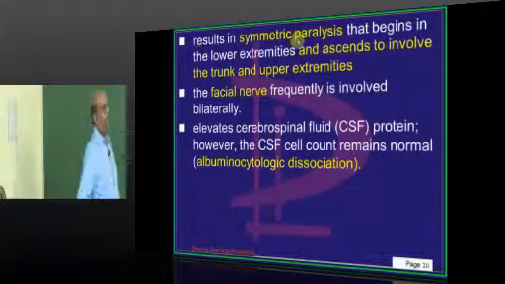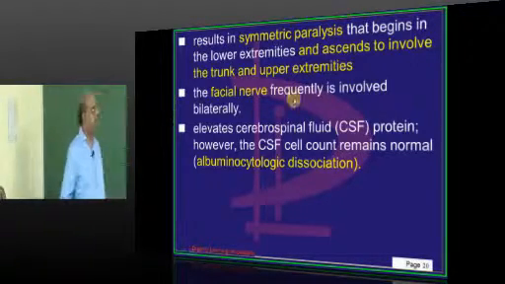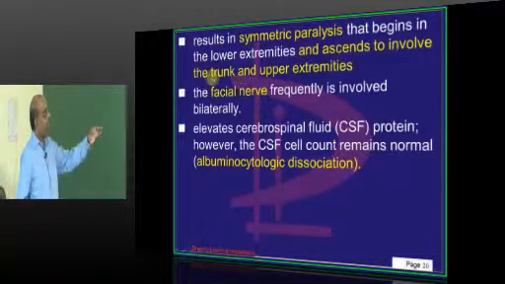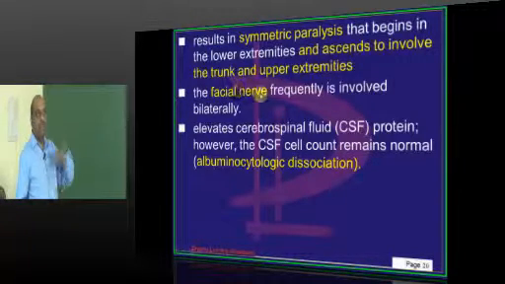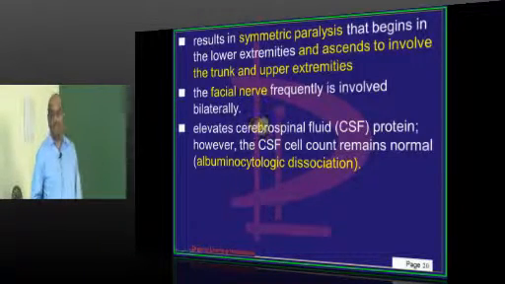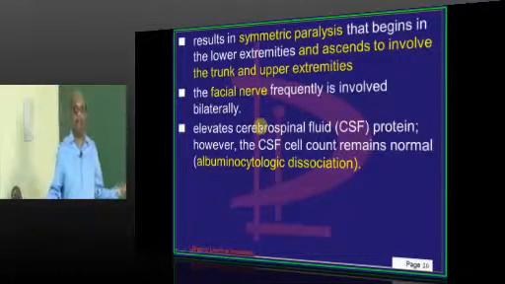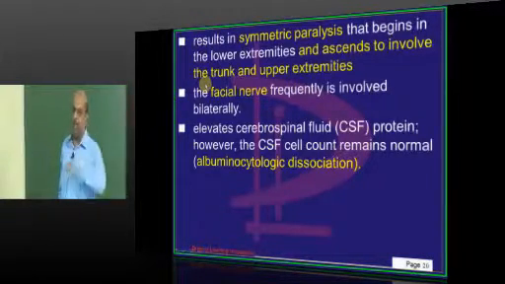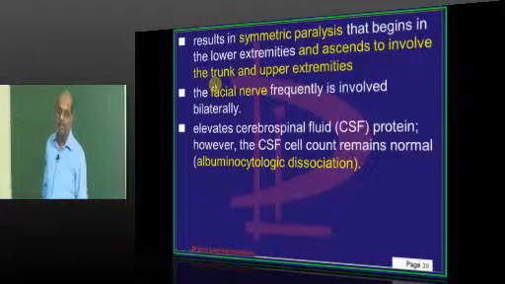Then what kind of weakness will it be? Typically it will be ascending weakness, typically involving the trunk and upper extremities. It will be going up. And the facial nerve also can get affected. And if you take the CSF, you find albuminocytologic dissociation. There is elevation of albumin, but not a concomitant elevation of the cells.